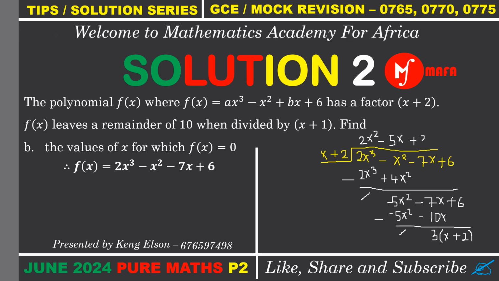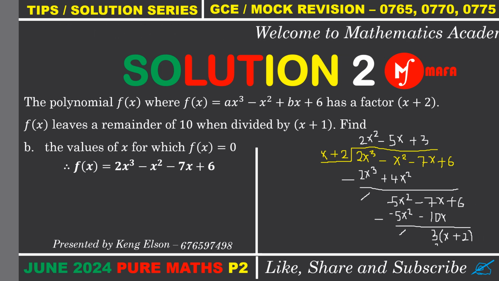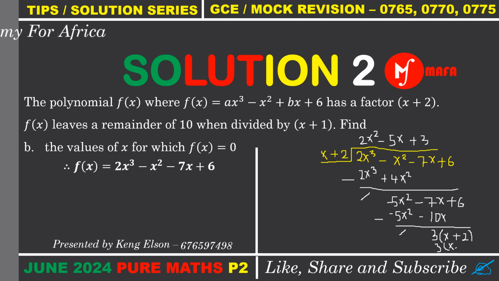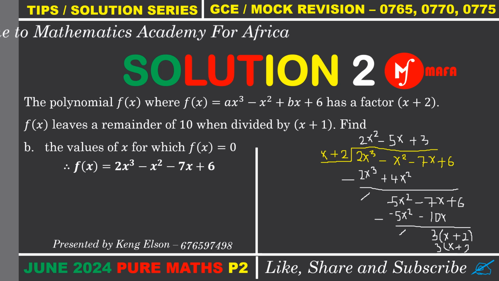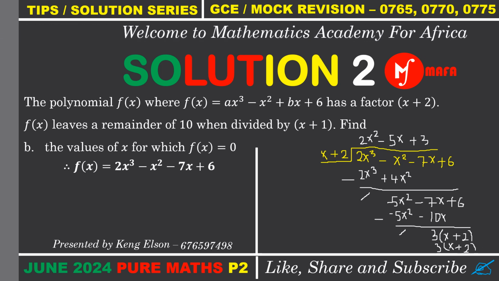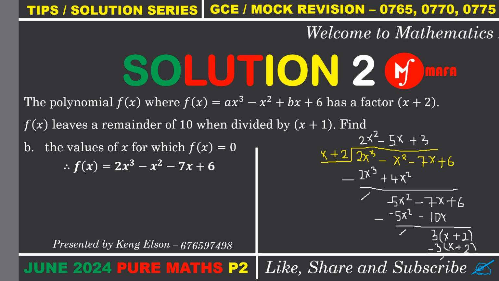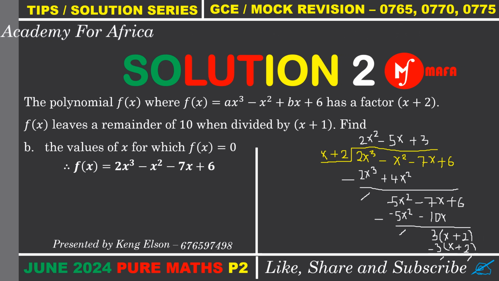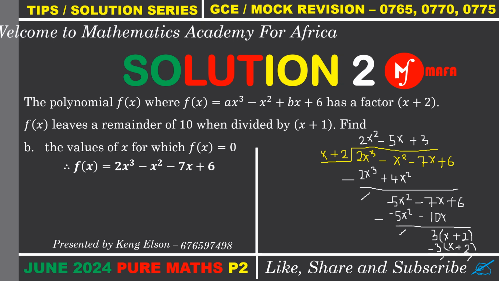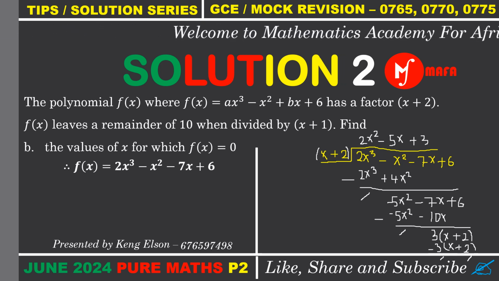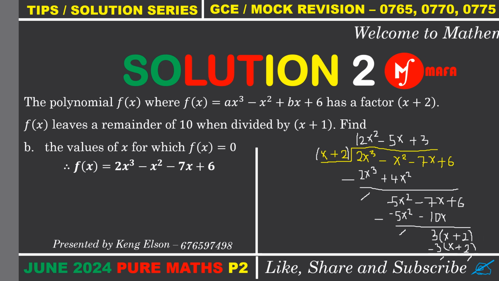Alright. And when we multiply, we are still going to have 3 into x plus 2. Then when we subtract, we have 0, clearly showing that that is our remainder. Okay. So once we subtract, yes, we have 0. Voila. So basically our f of x will be equal to the product of x plus 2, one of the factors, and 2x squared minus 5x plus 3 as the other factor.